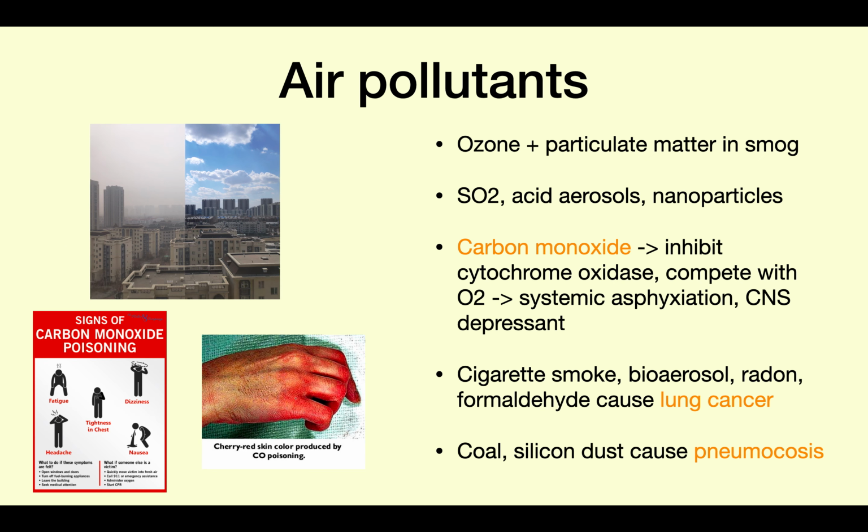So the air pollutant of import is going to be carbon monoxide. The others are going to cause something like pneumoconiosis because the particles, like nanoparticles, ozone, and particulate matter, are going to accumulate, and there's going to be non-caseating granulomas forming in the lungs, except for the acid aerosols that will actually just scar the lungs. But carbon monoxide is of import because it inhibits the cytochrome oxidase, competes with oxygen, and then leads to the systemic asphyxiation.